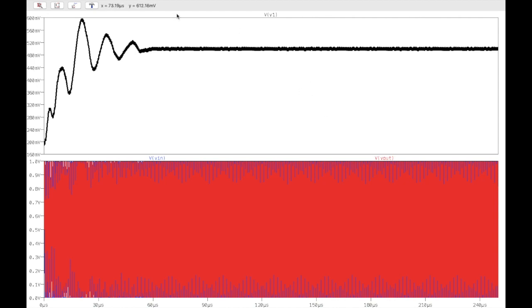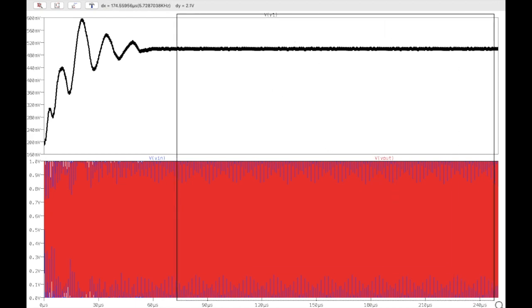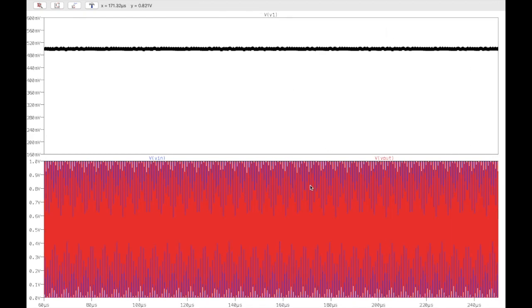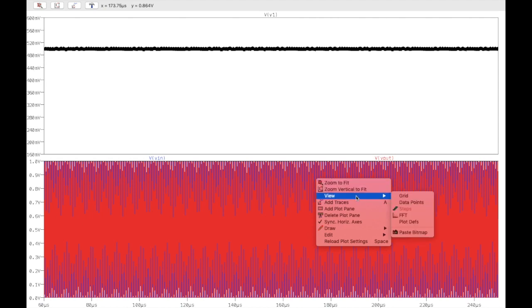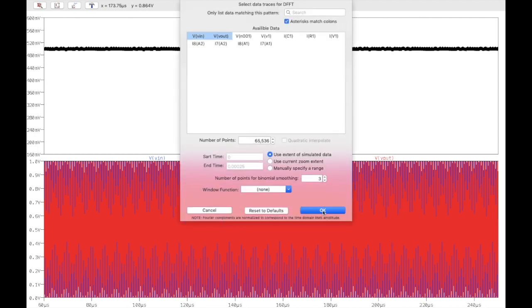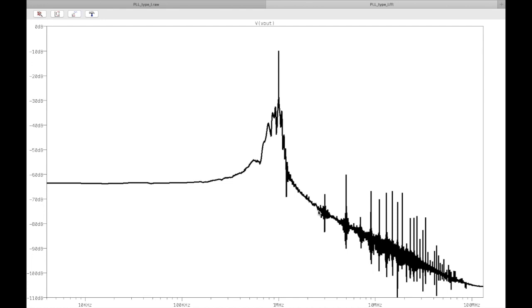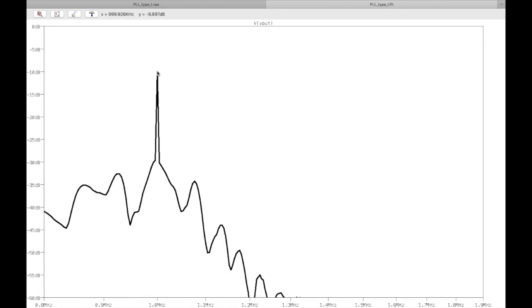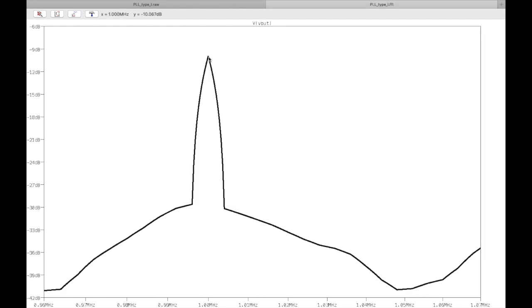If we want, we can do the FFT of the V out. FFT is a better way to see the frequency. You can see here that this is oscillating at a frequency of almost, I should say, 1 megahertz. So at this FFT point, it's operating at 1 megahertz. So this is the output V out.